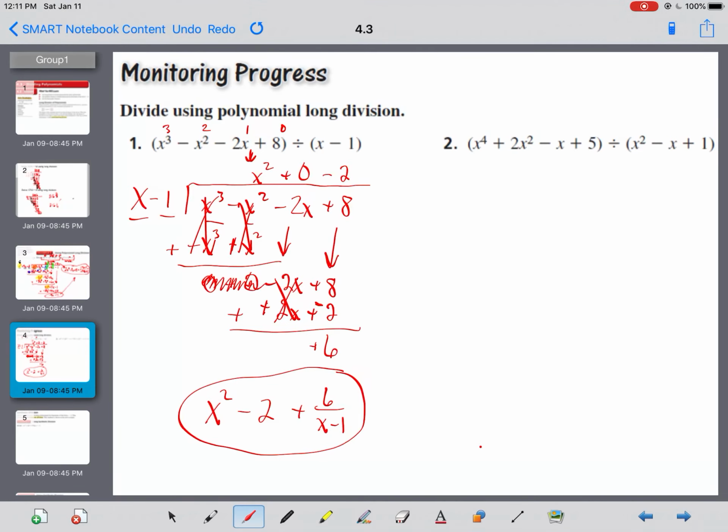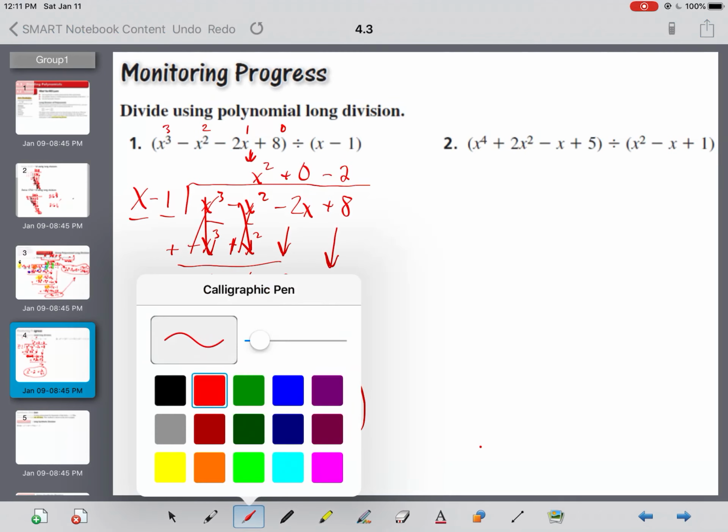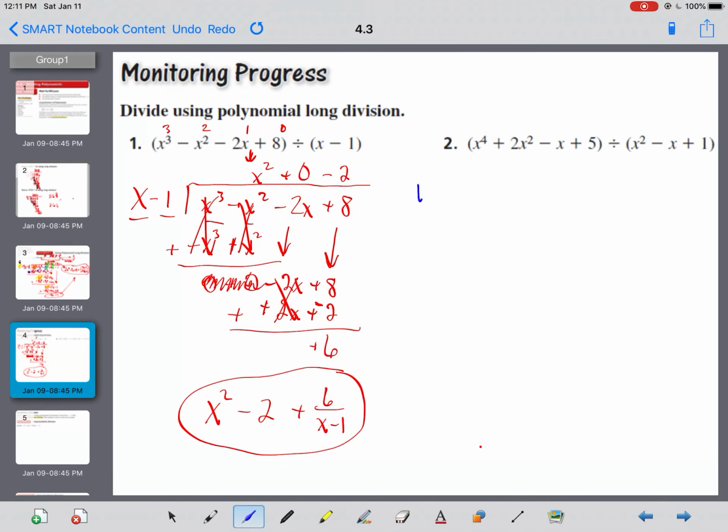All right, let's look at number 2. Okay, we're going to take, and I'm going to change colors here so we can tell the difference. Let's see, 2, 1, 0, all there. 4, 2, I need a 3, 1, 0. So I got to put in a placeholder for 3. So x squared minus x plus 1. And I'm going to do x to the fourth plus 0x to the third plus 2x squared minus x plus 5. Don't forget your placeholder.